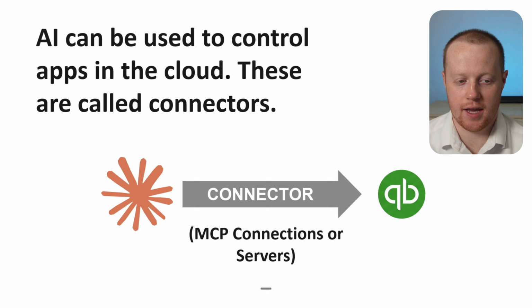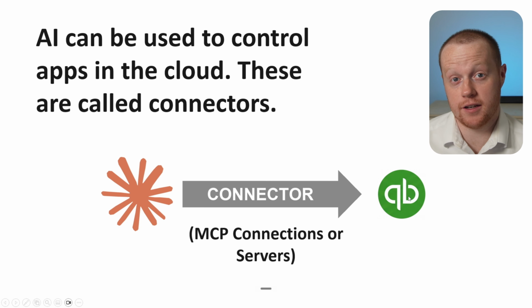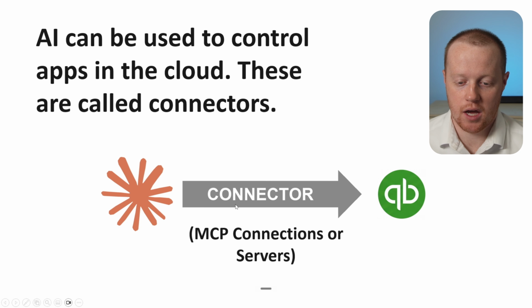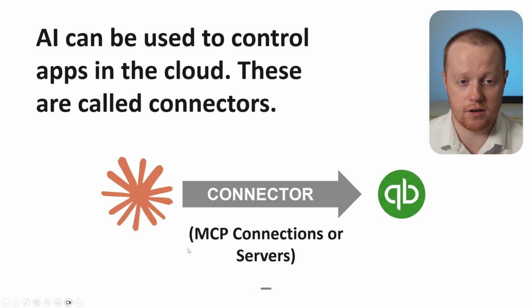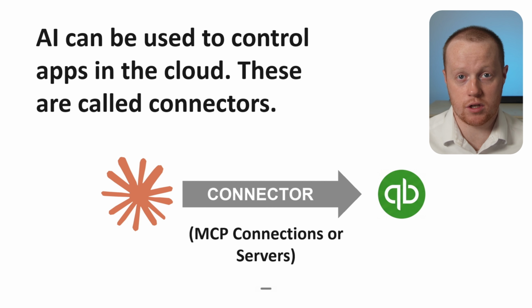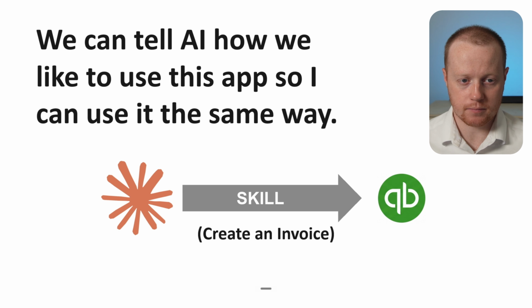So like I said in the intro, AI can be used to control these apps in the cloud, and these are simply called connectors. So let's say you're using Claude, and you want to have Claude complete a task for you in QuickBooks. There is actually a connector for QuickBooks. This is also sometimes called an MCP connection or an MCP server. So this gives Claude permission to control applications.